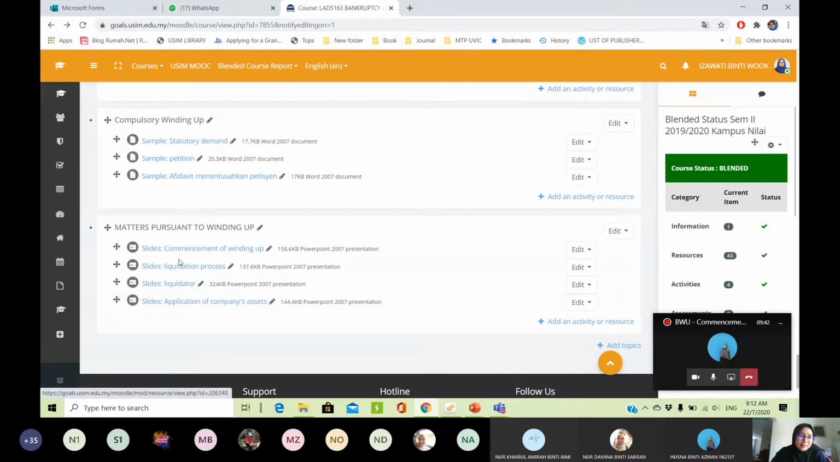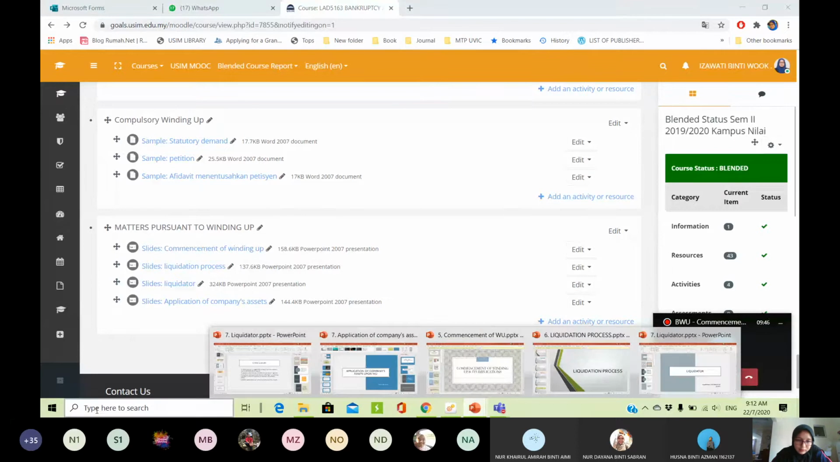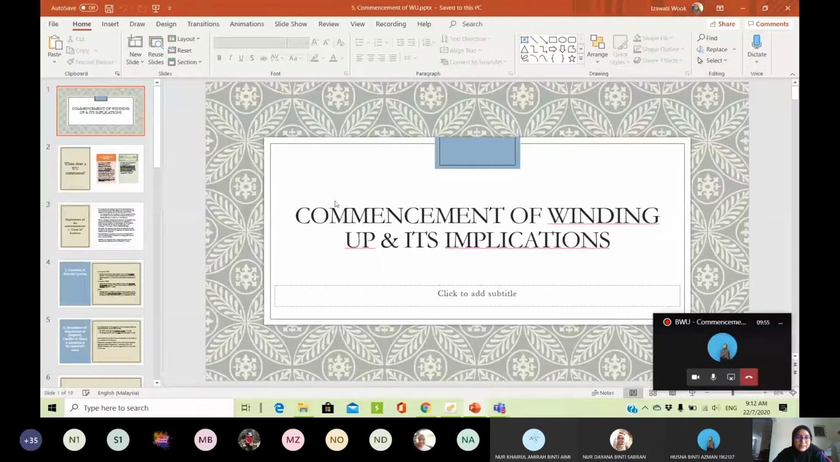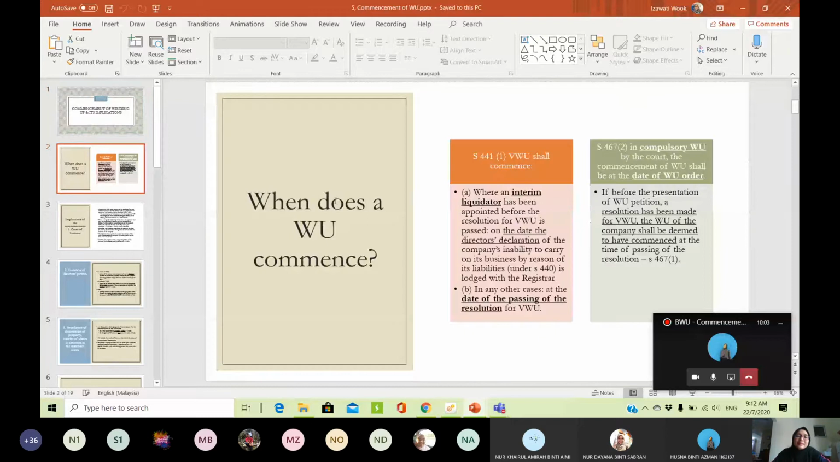Okay, so we start with the commencement of winding up. So semua ni ada dalam goal. So you can have a look after this. Okay, so this is the slides I prepared for the commencement of winding up and what is the effect of it. So the question is the time when does winding up commence?